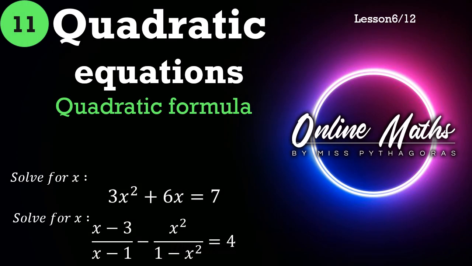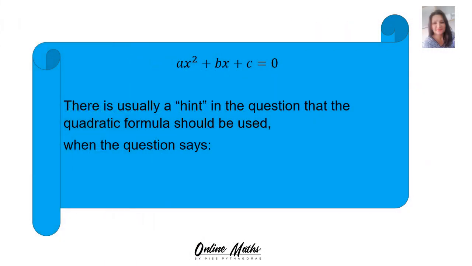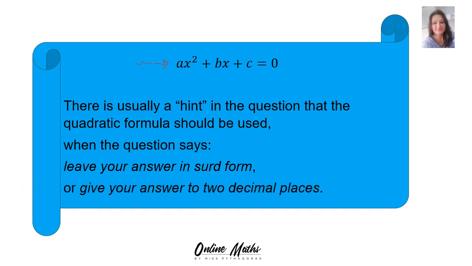Hello everybody, in this lesson I will show you how to solve for x by using the quadratic formula. First of all, we must understand that when you write it in the form ax squared plus bx plus c is equal to 0, we call it standard form. And then there is usually a hint in your question that the quadratic formula should be used, when the question says, leave your answer in surd form or give your answer to 2 decimal places.